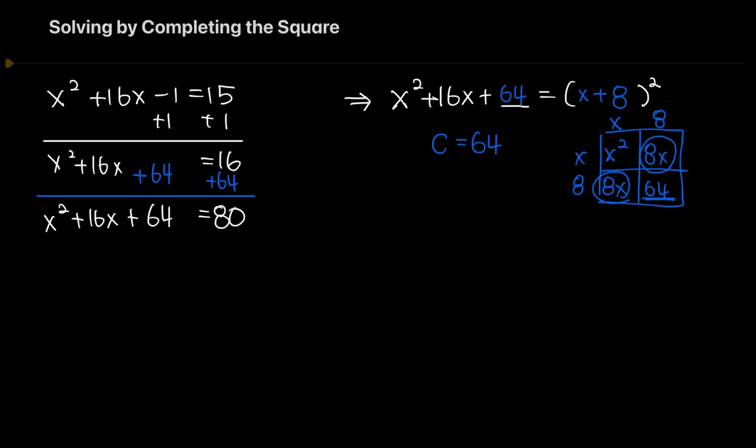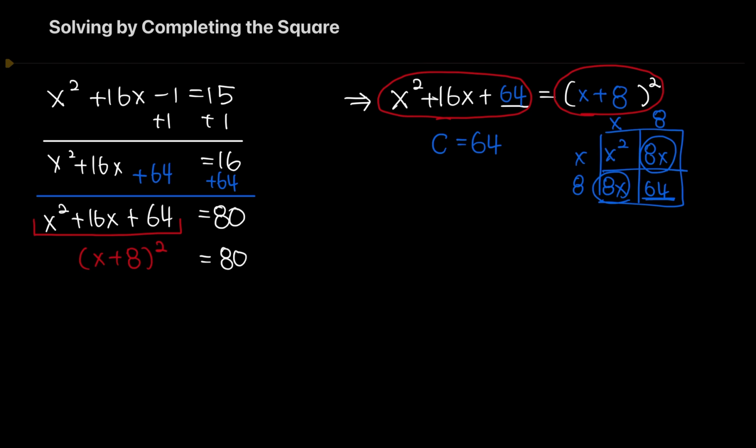Now that you have your perfect trinomial, this trinomial is going to be replaced with the binomial that we came up with. Because of the equal sign, they're replaceable. The perfect trinomial is replaceable by the square of the sum of x and 8. So I'm going to rewrite this trinomial as x plus 8 squared, and that equals 80. This is the most challenging part of the whole equation. Now from here, we have to solve for x.